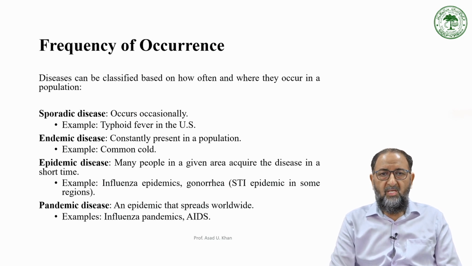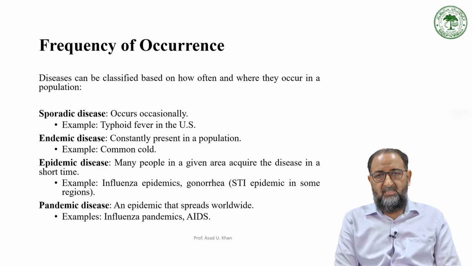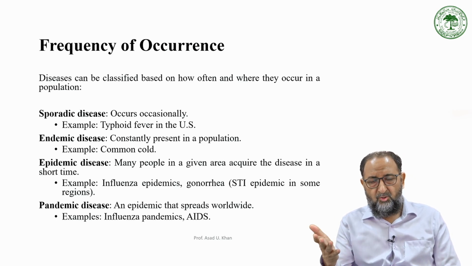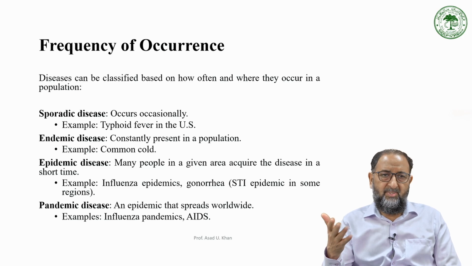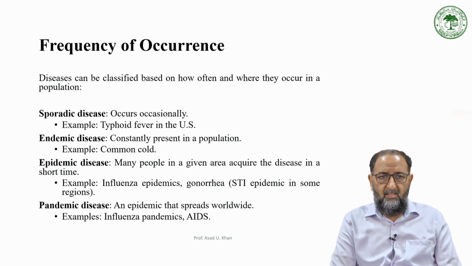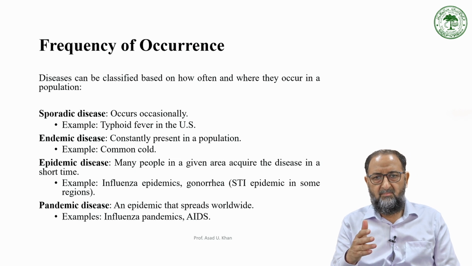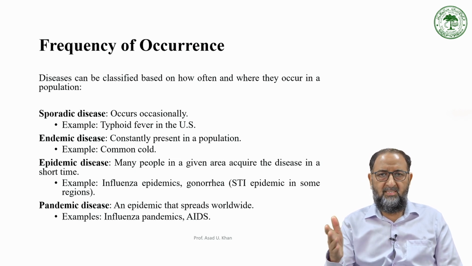Frequency of the occurrence, or the incidence or prevalence of the disease, is basically divided into the following categories. So we can classify them as sporadic disease. The word sporadic is used when a disease occurs occasionally. It occurs sometimes, but at other times it may not occur.